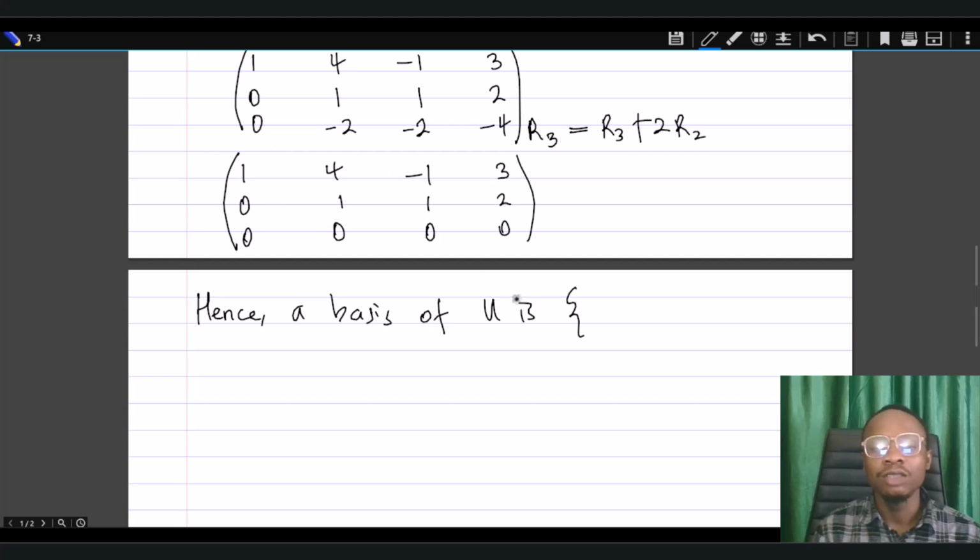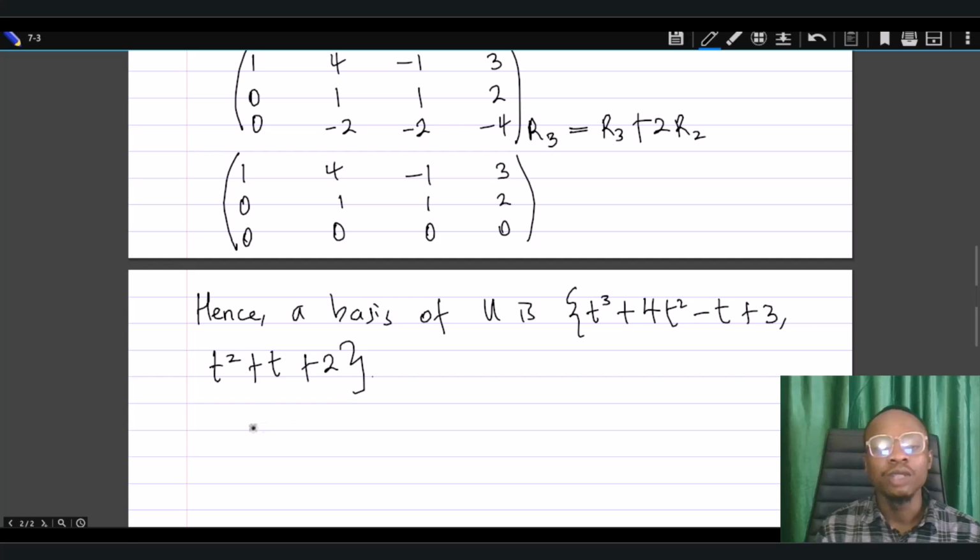So the first vector in this basis of the vector space U will be t cubed plus 4t squared minus t plus 3. The second vector will have 0t cubed, so we can ignore that. 1t squared is t squared, then 1t, so that is t squared plus t plus 2.